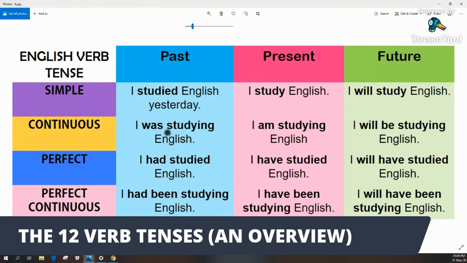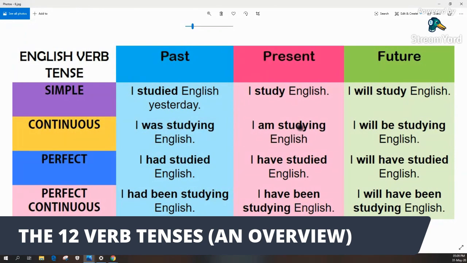When to use this? This is to indicate uncompleted action of the past. Okay? Uncompleted action of the past. It can be with or without time reference. So this is to indicate also persistent habits of the past. Persistent habit of the past. Another example, I was eating pizza when you arrived. Okay, so I was studying English.